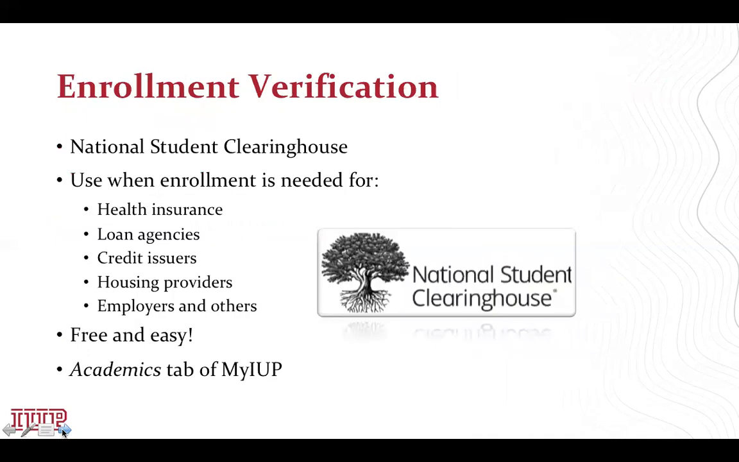If proof of enrollment is needed, students can access this information using their My IUP account as well. It's easy to do, available 24/7, and there is no wait or processing time. Enrollment verifications are produced through the National Student Clearinghouse and are often needed for health insurance, loan agencies, credit issuers, housing providers, employers, and others.